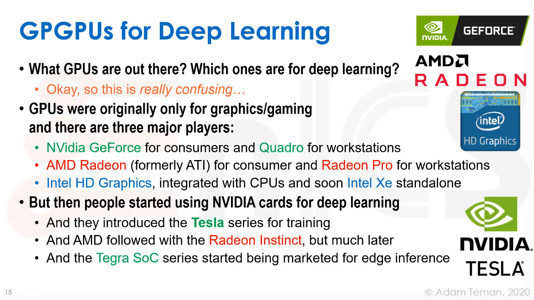Those are the three major players that have been making GPUs for a long time. Then people started using NVIDIA cards for deep learning, and NVIDIA exploited this and it really took off. They made a lot of software specifically to enable deep learning on their GPUs, and they introduced the Tesla series for training. They started making specific high-end GPUs meant to be in data centers and used for deep learning. AMD has followed recently with the Radeon Instinct, but they're late in the game and way behind NVIDIA in this field, and they're not as popular. Lately, NVIDIA has put out the Tegra SoC series, which has been marketed for edge inference, so not only for training, but also for the edge.